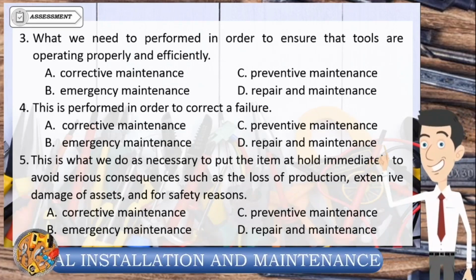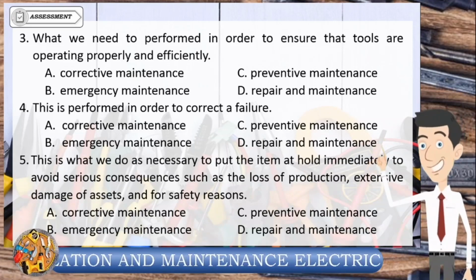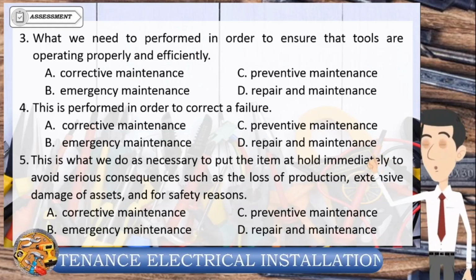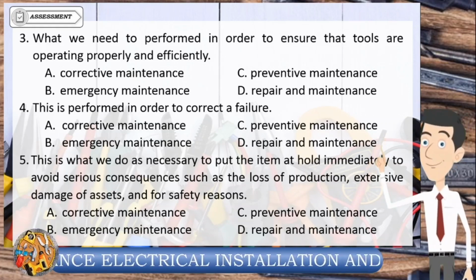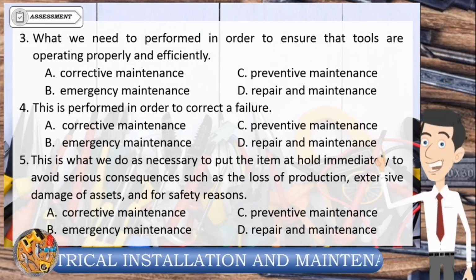Let's move to the fourth question. This is performed in order to correct failure. Letter A. Corrective maintenance. Letter B. Emergency maintenance. Letter C. Preventive maintenance. And letter D. Repair and maintenance.